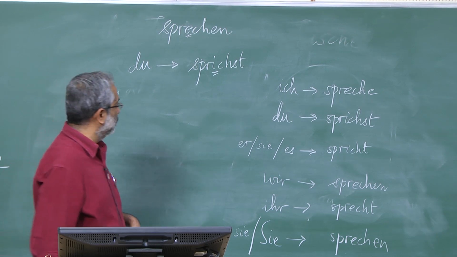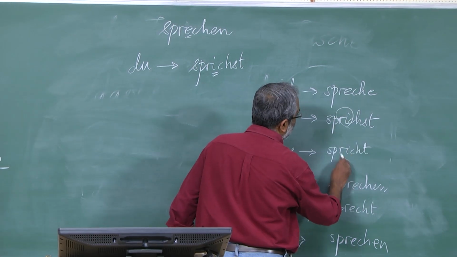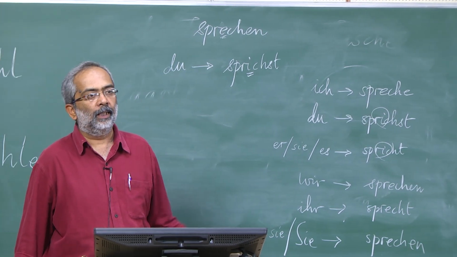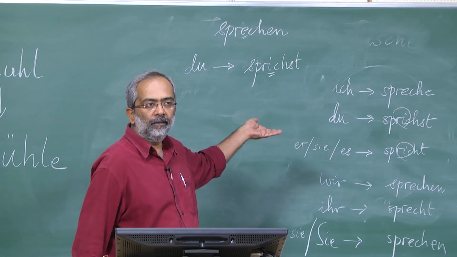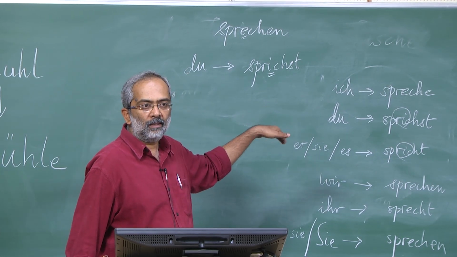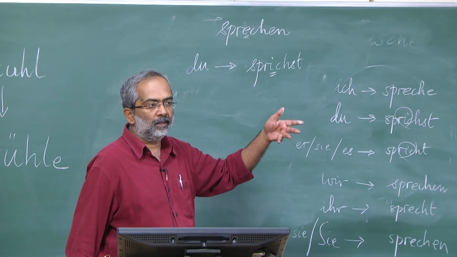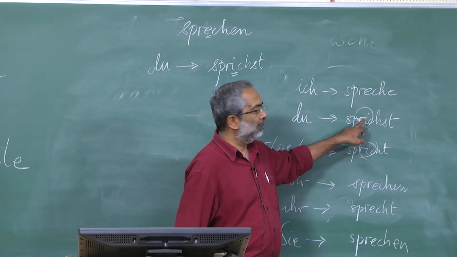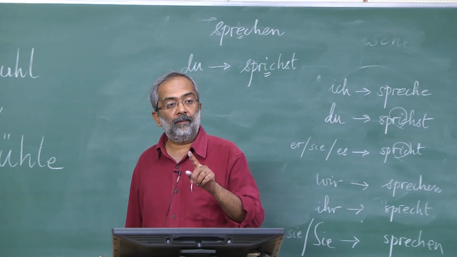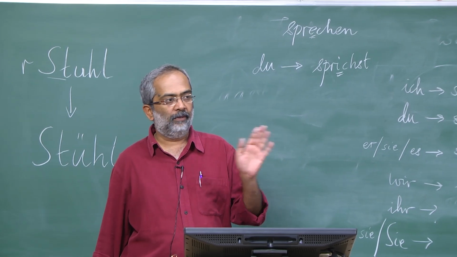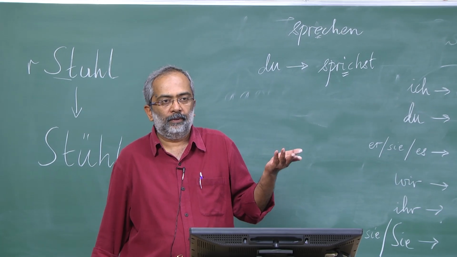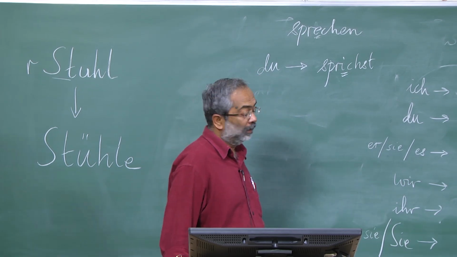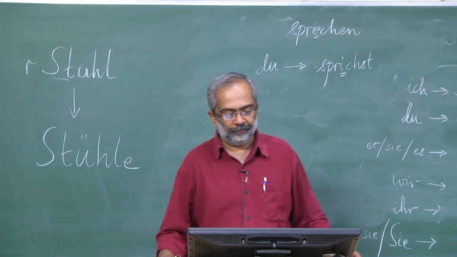Clear? As you can clearly see, this is the only irregularity in the entire conjugation. Otherwise, this is exactly like lernen. Ich lerne, du lernst, er lernt, wir lernen, ihr lernt, sie lernen. But only for du and er there is a change in the vowel. And that change will be the same for every verb that is irregular. Okay, so that's the only thing that happens. The vowel changes mostly. How do we deal with it?